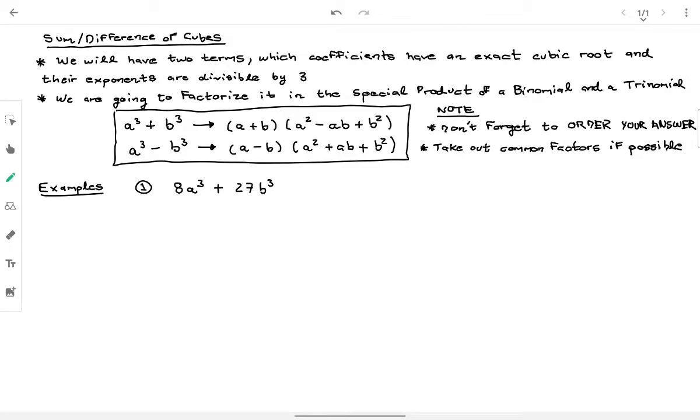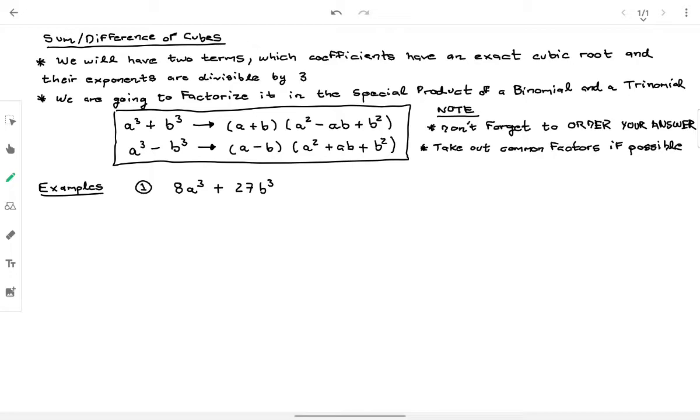Today we will see a new topic of factoring. It is called sum and difference of cubes. In this case, of course, we will need to have two terms. They can be one positive and one negative, or both of them positive, since we have the two possibilities, sum or difference of cubes. In this case, the coefficients or numbers must have an exact cubic root.